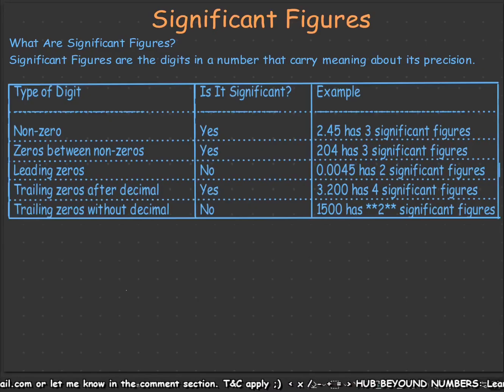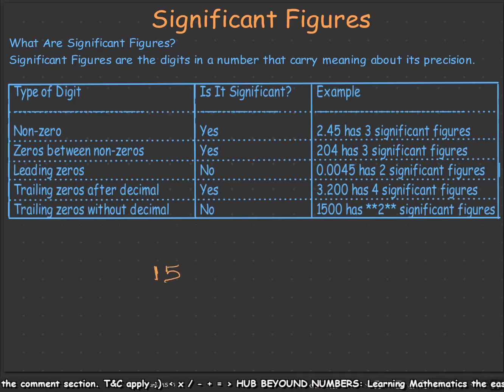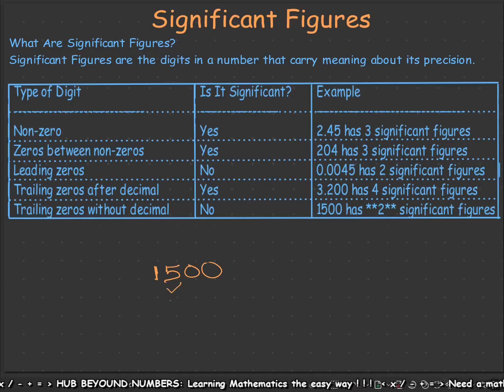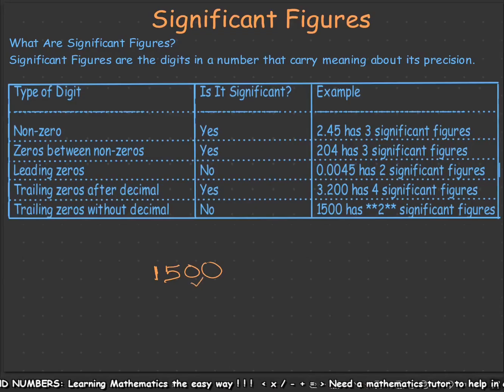Now, our last rule on significant figures is what? Trailing zeros without a decimal. So I have the example here, 1,500. This 1 here is a non-zero digit, hence it is significant. This 5 here is a non-zero digit, hence it is significant. But this other rule here is telling us that these trailing zeros, so far as they do not appear after a decimal, then they are not significant. They are not significant. Now, do not confuse yourself with significance and then omissions.